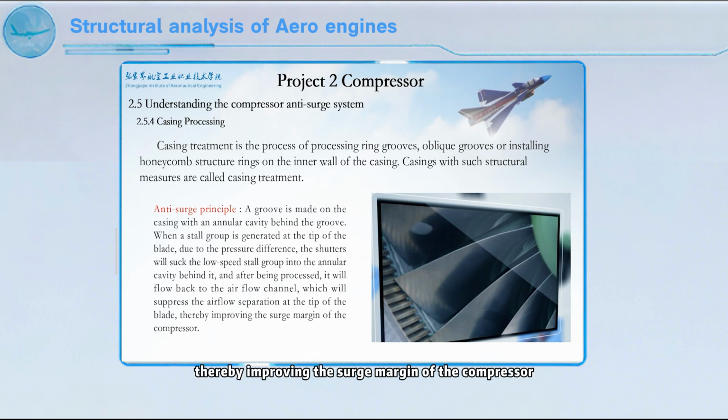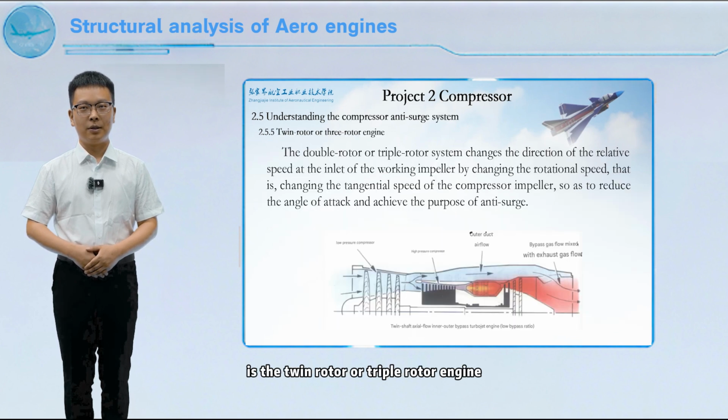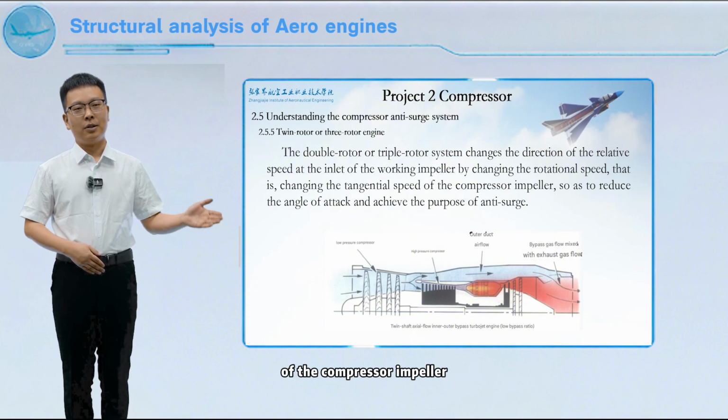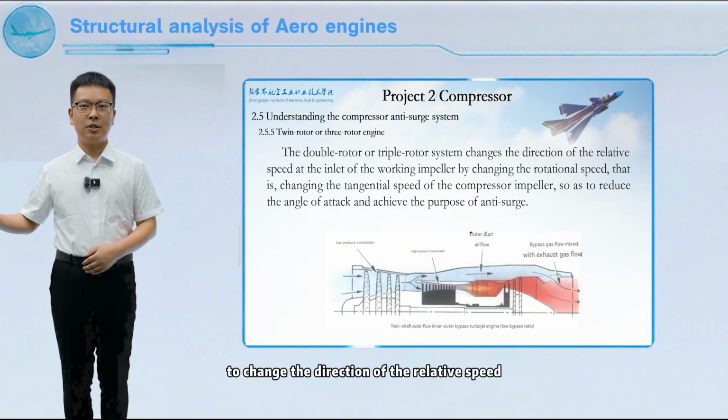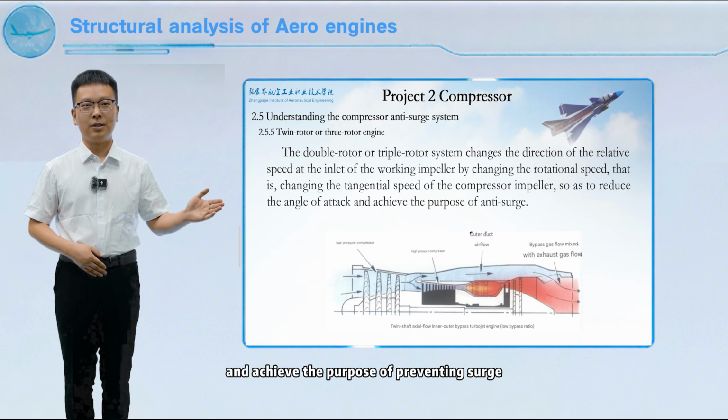The last method to prevent compressor surge is the twin rotor or triple rotor engine. The twin rotor or triple rotor engine changes the rotational speed, that is, changes the tangential speed of the compressor impeller to change the direction of the relative speed at the inlet of the working impeller so as to reduce the angle of attack and achieve the purpose of preventing surge.